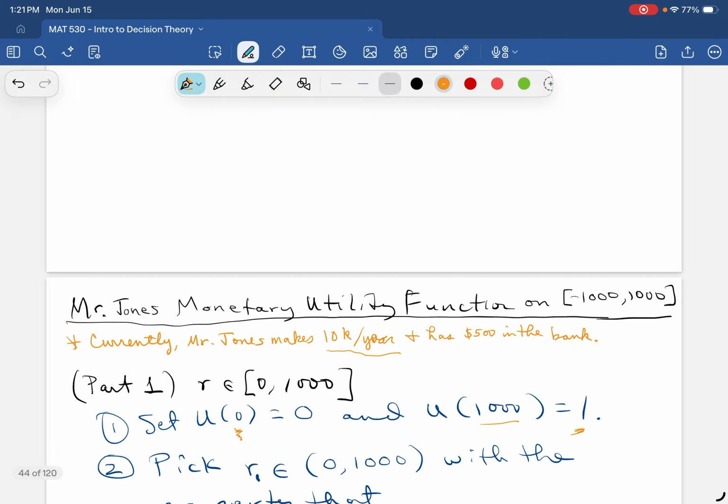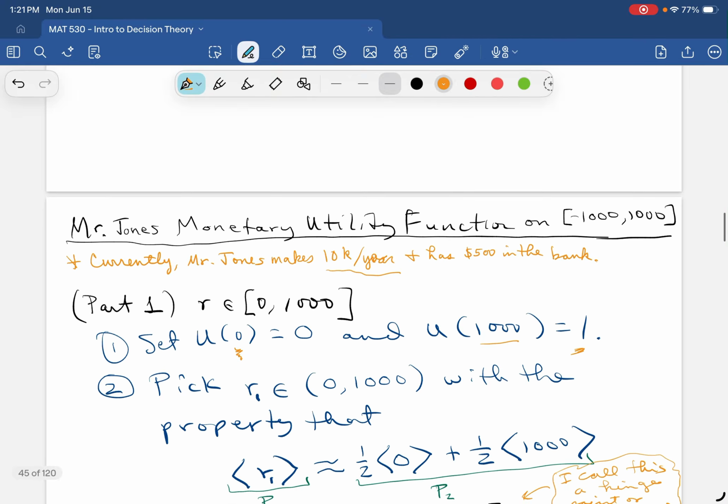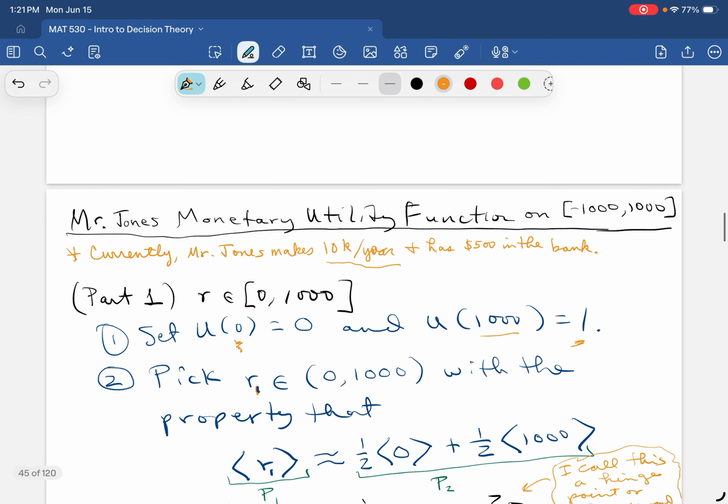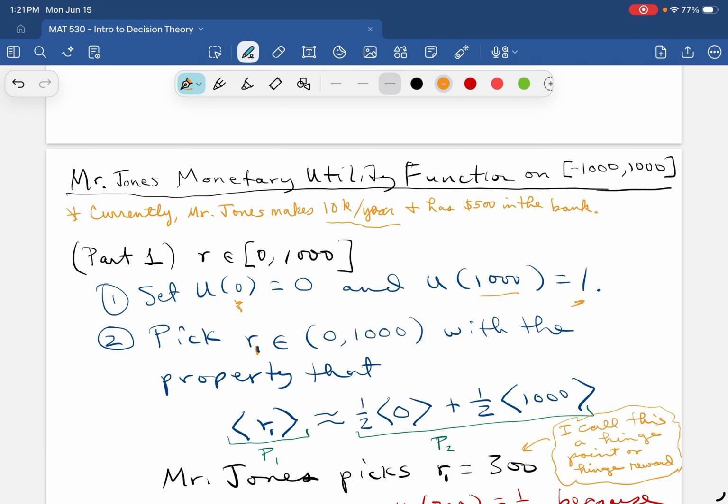So after we set those first two numbers, what we're going to do is pick a reward R1. Mr. Jones would pick a monetary reward strictly between $0 and $1,000. And it has to have the property that Mr. Jones would value this amount of money exactly the same as he would value a 50-50 gamble between $0 and $1,000.